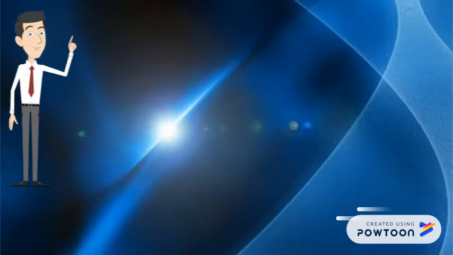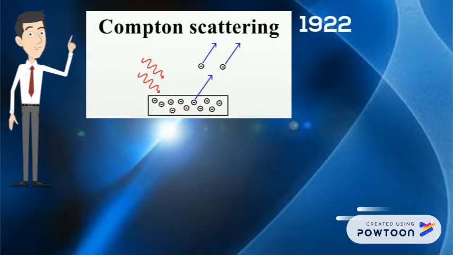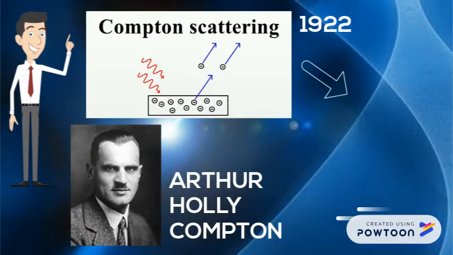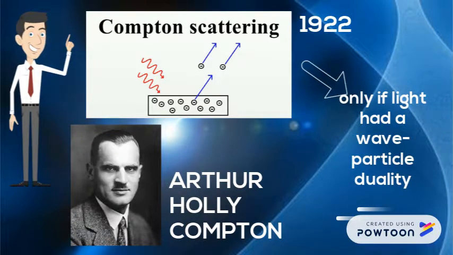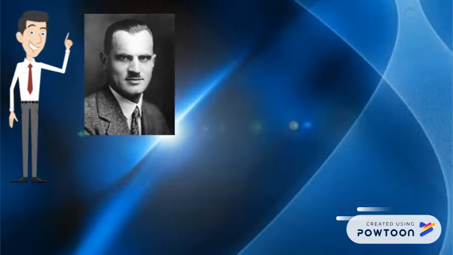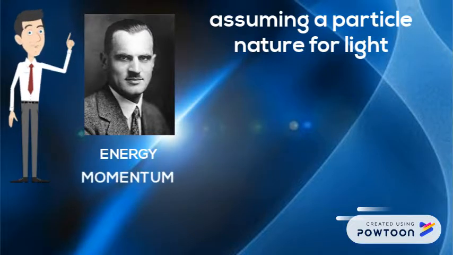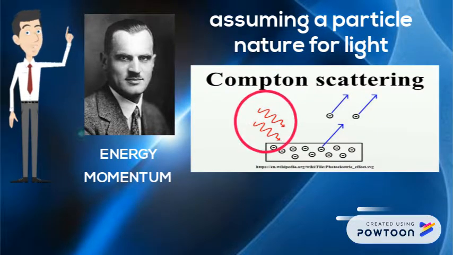The observations of the Compton effect in 1922 by American physicist Arthur Holly Compton could be explained only if light had a wave-particle duality. Compton explained and modeled the data by assuming a particle nature for light and applying conservation of energy and conservation of momentum to the collision between the photon and the electron.